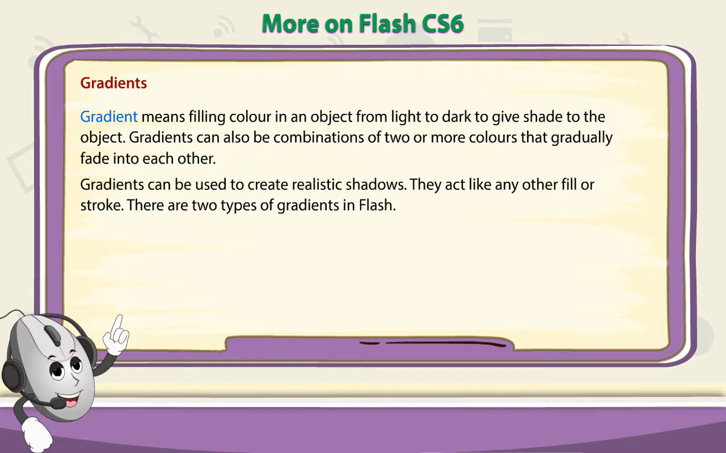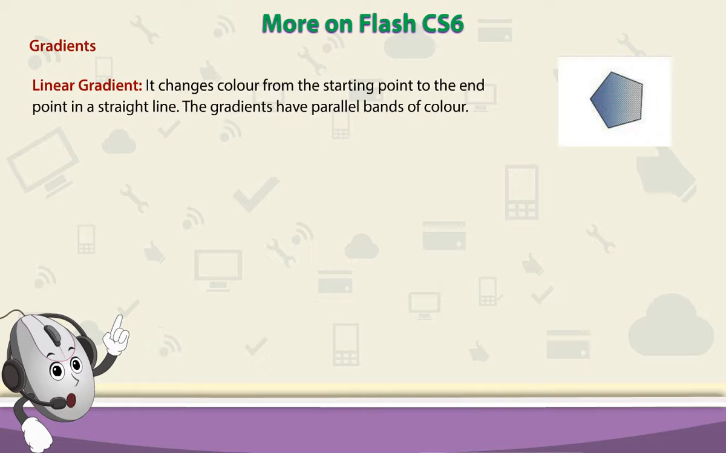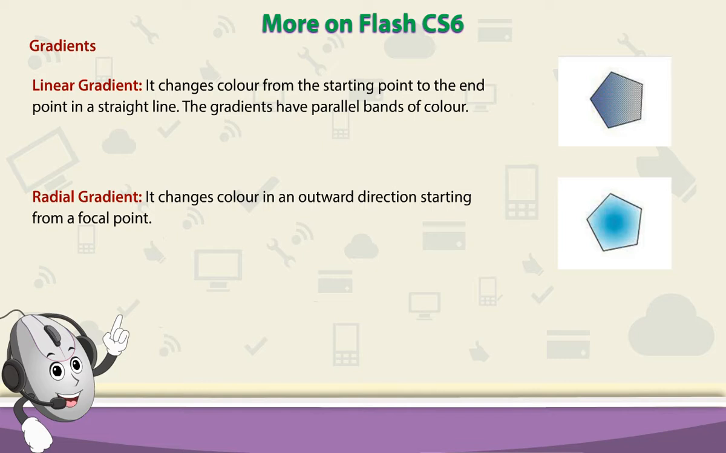There are two types of gradients in Flash. Linear gradient. It changes color from the starting point to the end point in a straight line. The gradients have parallel bands of color. Radial gradient. It changes color in an outward direction starting from a focal point.